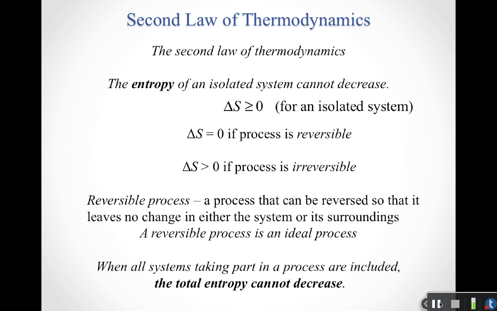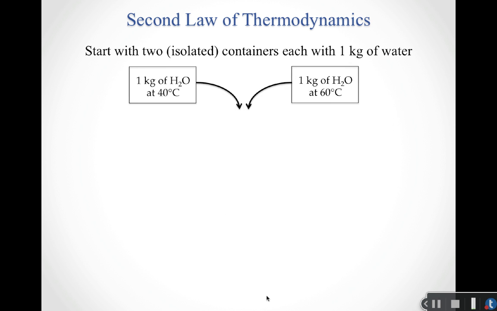So one way to think about what the second law is trying to tell us, because there are actually quite a few variations of it, is that when all the systems taking part in a process are included, the total entropy cannot decrease. So if you add up the change in entropy of all the pieces that are exchanging energy back and forth, the total entropy cannot possibly decrease.